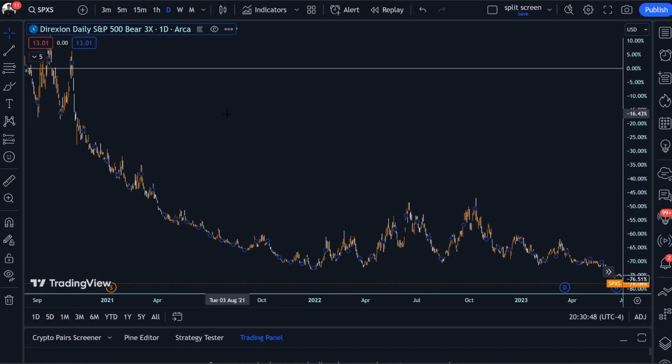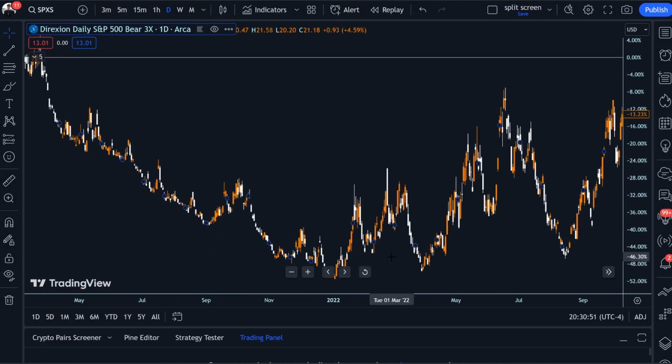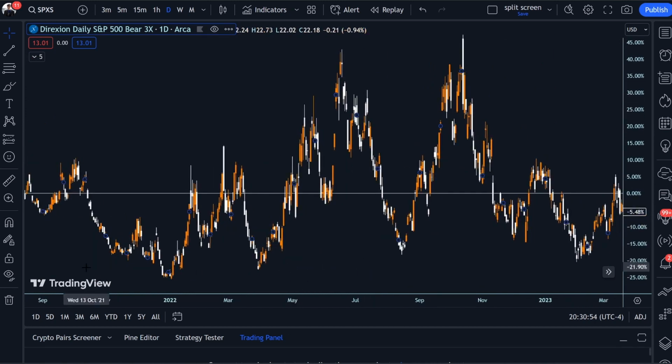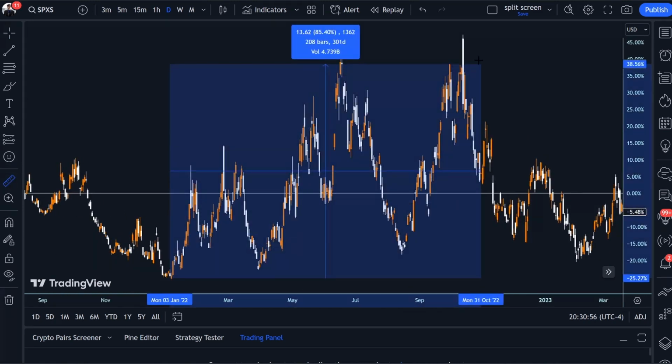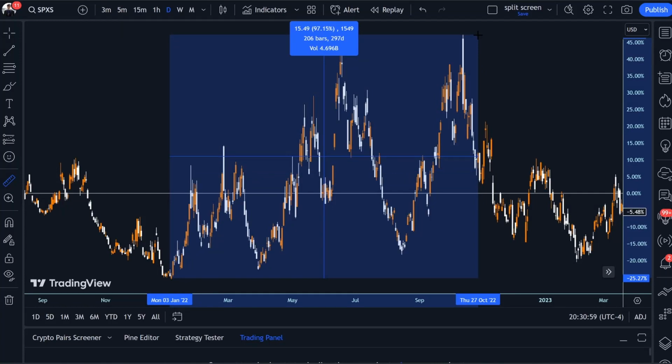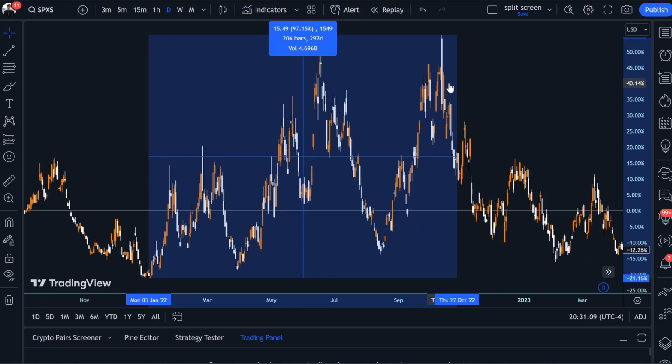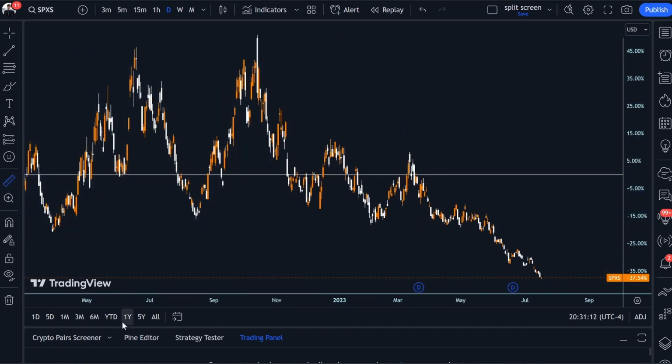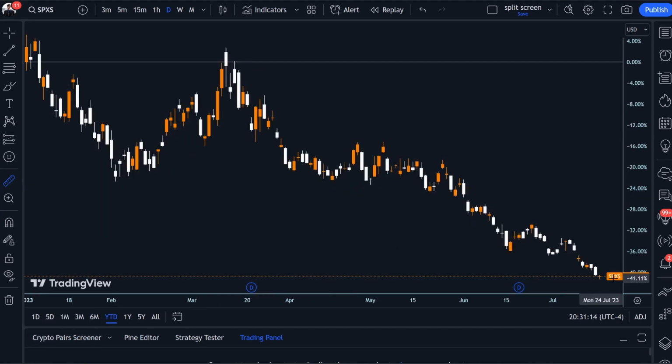SPXS. And if we go back to 2022, the beginning, all the way to the end of 2022, how much did it go up by? It went up by 97%. So that's almost 3 times that, a little more than 3 times the single inverse, the SPDN, which was only 30%. This is 97%. But again, because the market has gone up a lot, this one is now down over 40%. So you can see inverse ETFs, you want to be careful with them because if you're on the wrong side of the trade, you're going to be losing a lot of money very quickly.